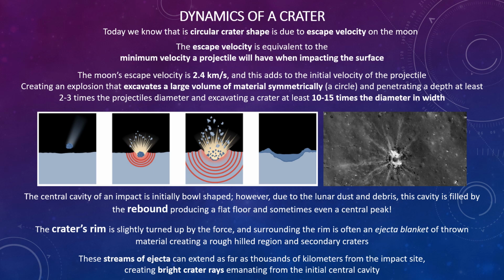There can also be very large rays emanating out from these impact sites, and this is from streams of ejecta falling back down around the crater. So this gives craters on the moon very unique shapes and dynamics, and we can see them every night when we look up at the moon because the moon is just absolutely covered in these. In fact, the Tycho crater has some of these rays that we can see.